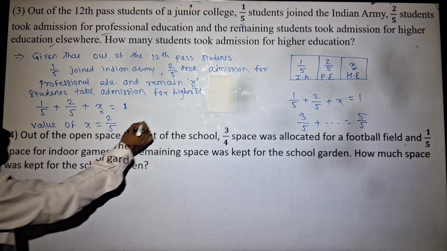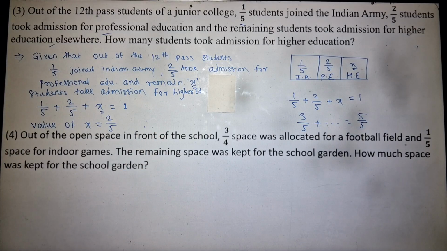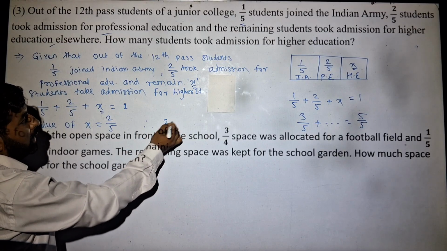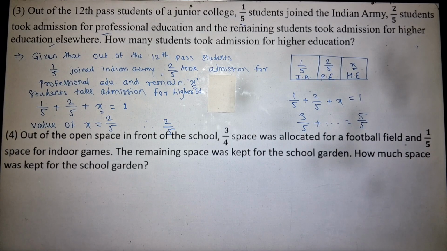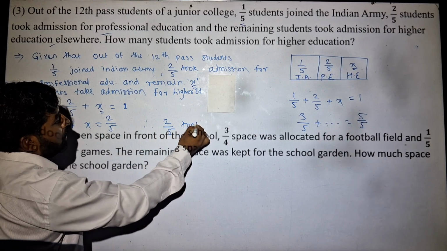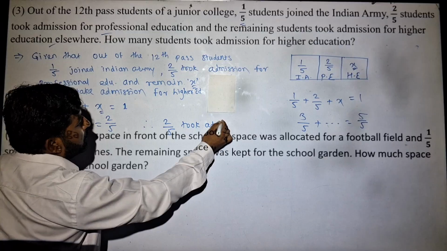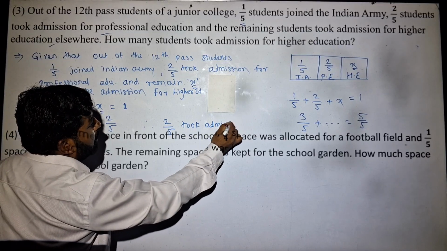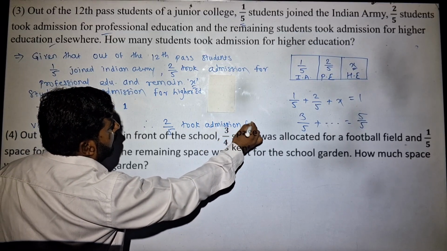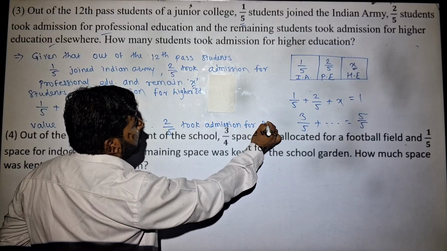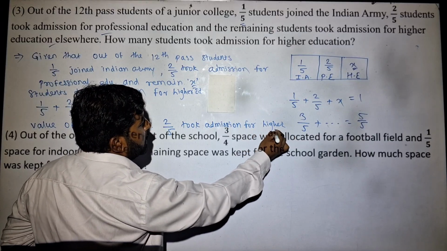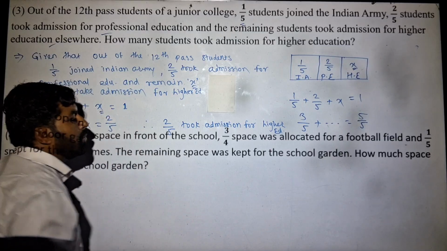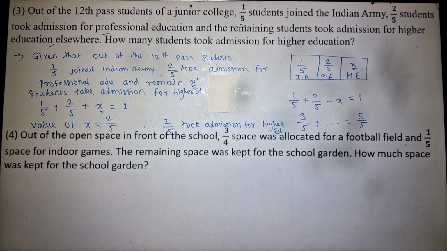That means we write the answer here. Therefore, 2 by 5 of the students took admission for higher education. In this way, complete the answer.